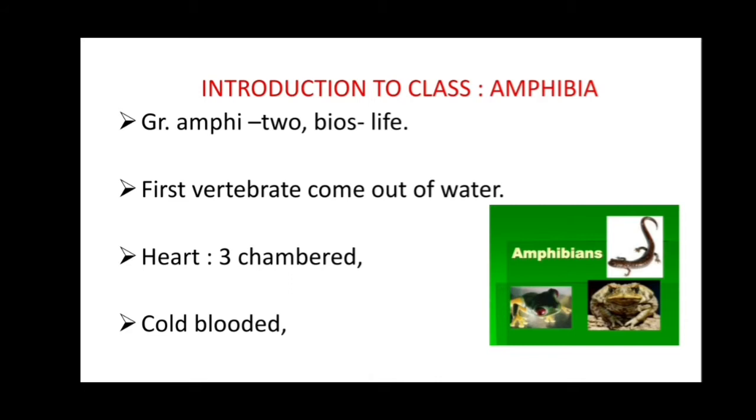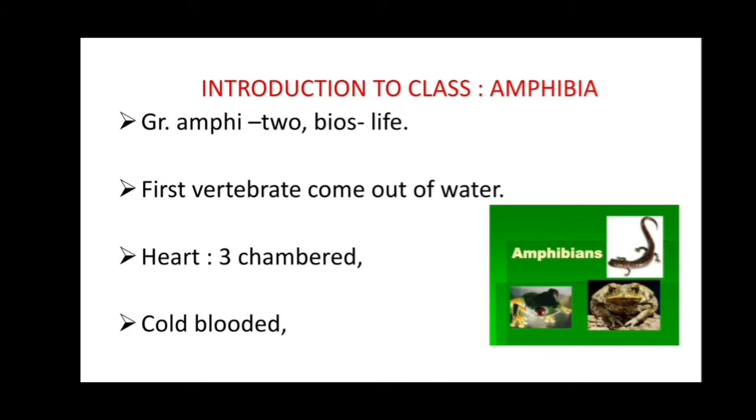Again, the body is divisible into head, neck, trunk, and tail. Most amphibians are pentadactyl, having 4 to 5 digits. The endoskeleton is bony. The kidneys are mesonephric. The brain is well developed. Respiration is through lungs and skin. In larval form, respiration is with the help of gills, which persist only in some aquatic adults.